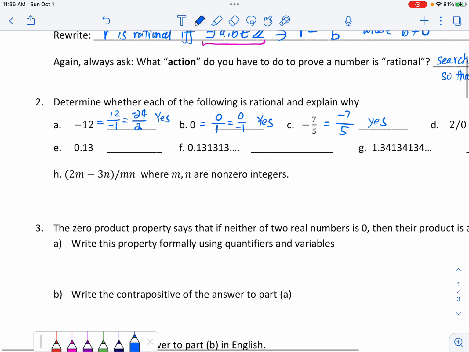Now 0.13, is this rational? Yes, because I can find two numbers. Again, try to think about two numbers that you can find so that the ratio is 0.13. And here it comes, 13 over 100, because these are two integers. You cannot say this is equal to 1.3 over 10. This won't count because 1.3 is not an integer. So this won't constitute a proof. This is not a proof. So now this is yes.